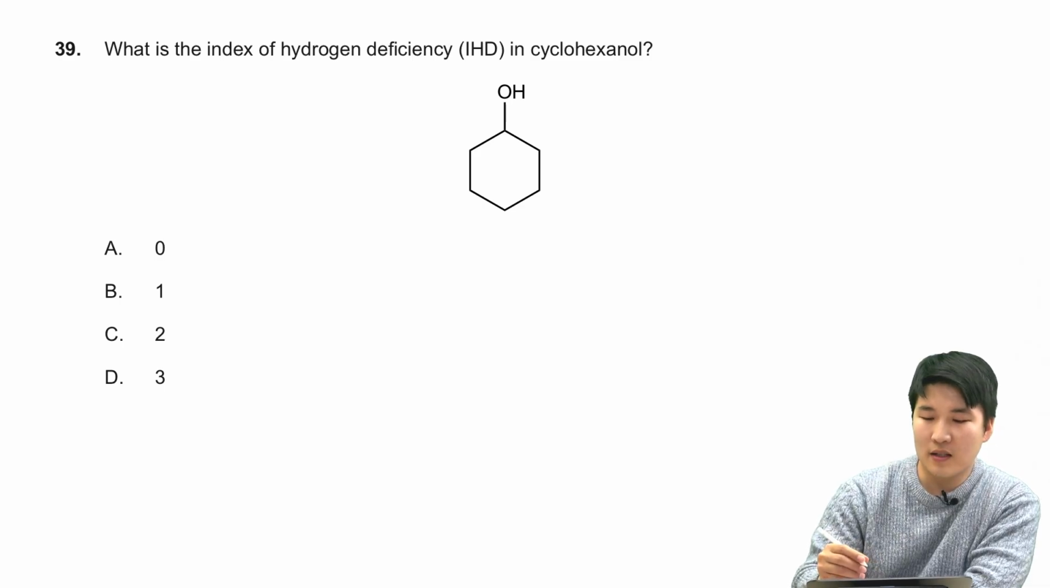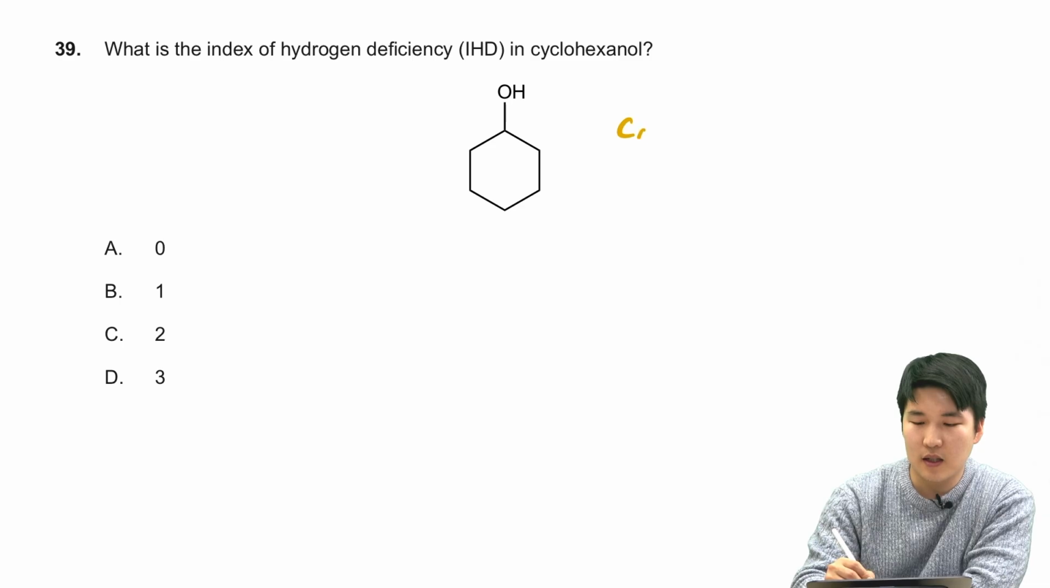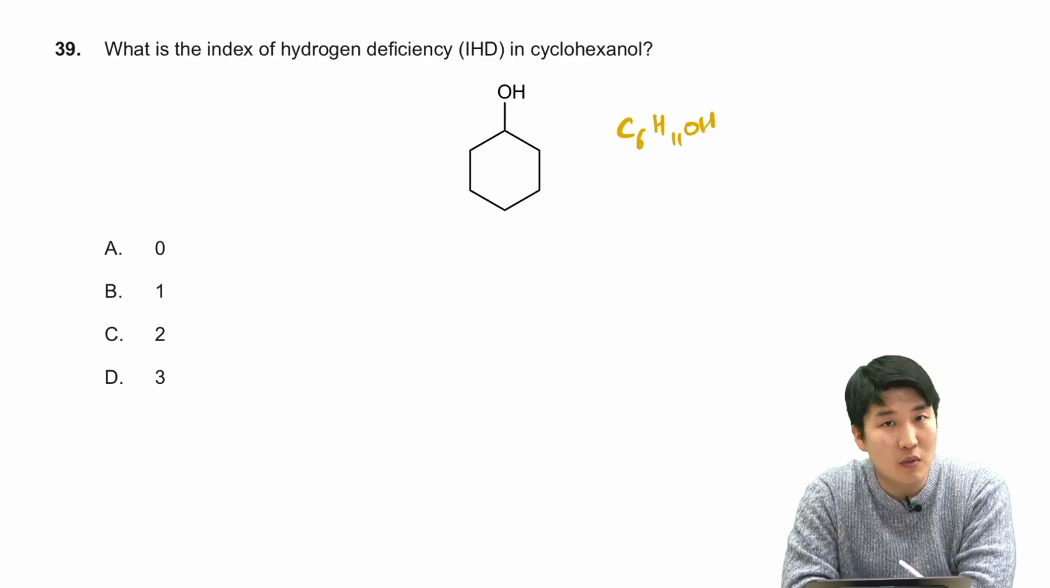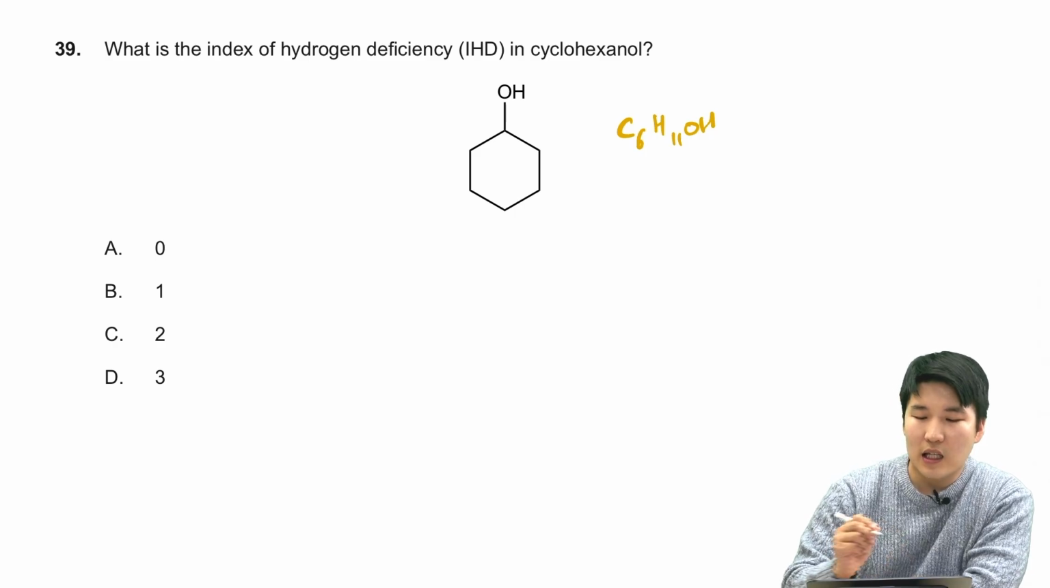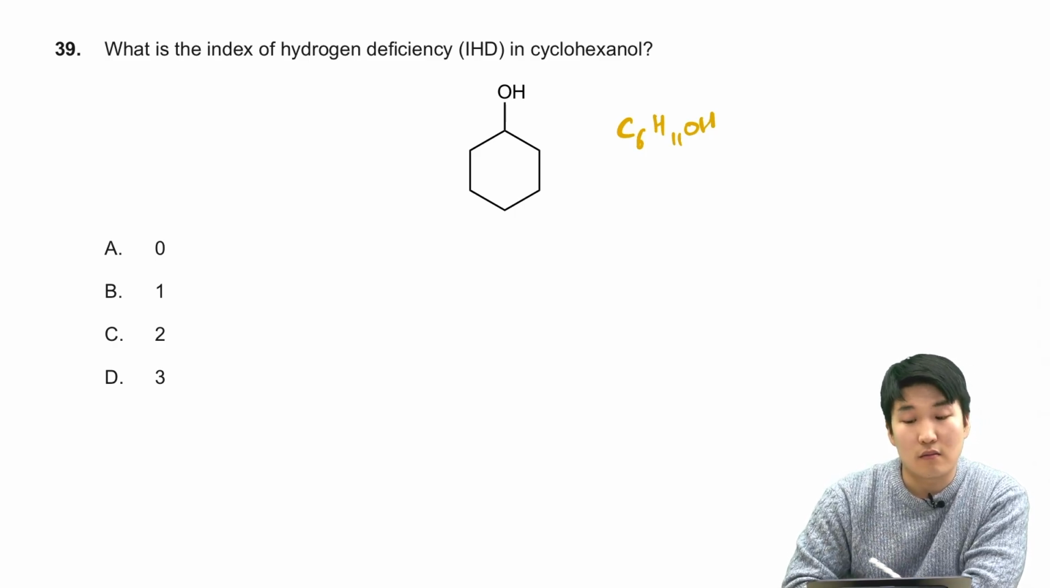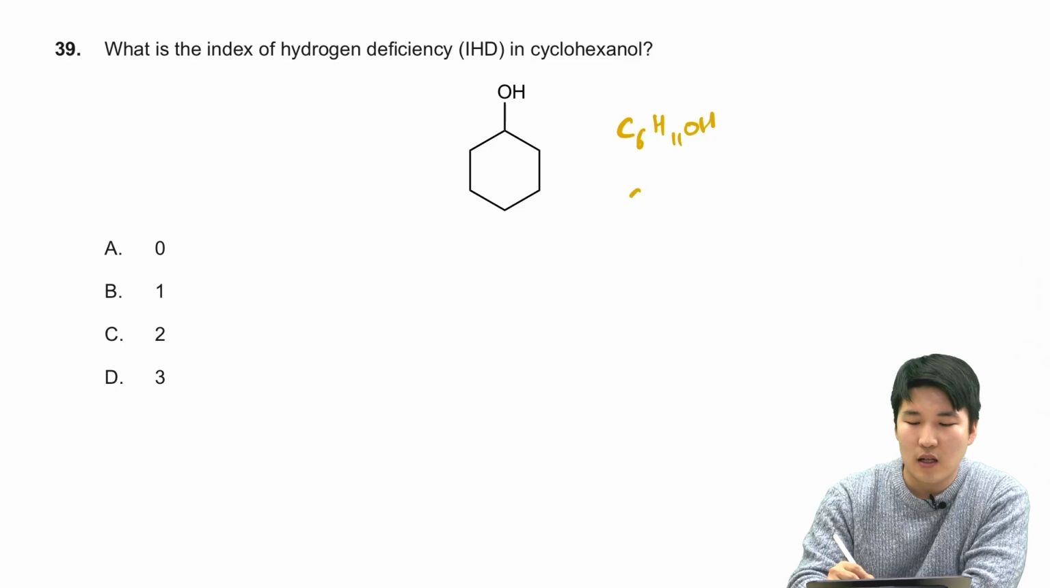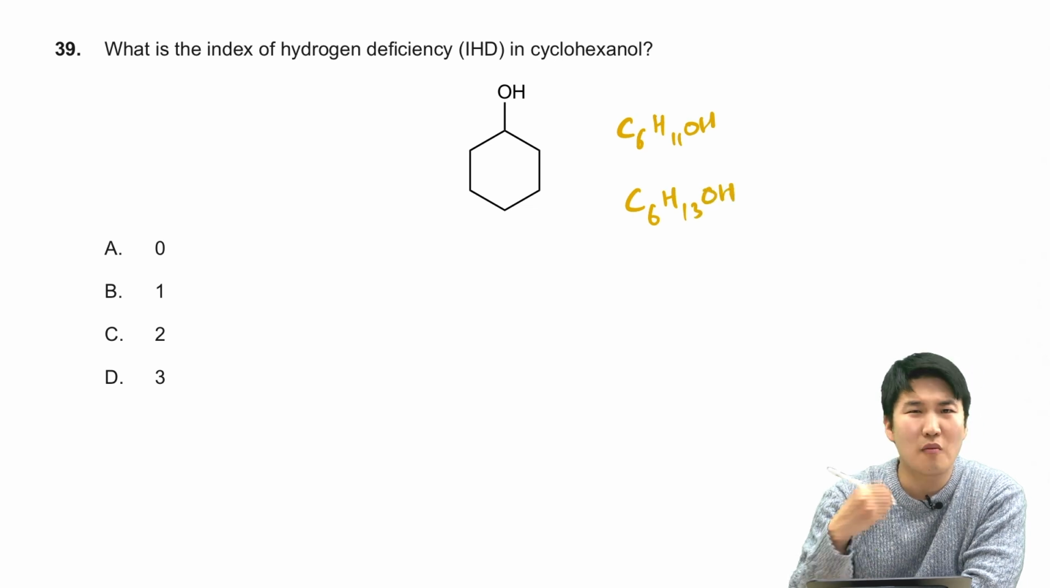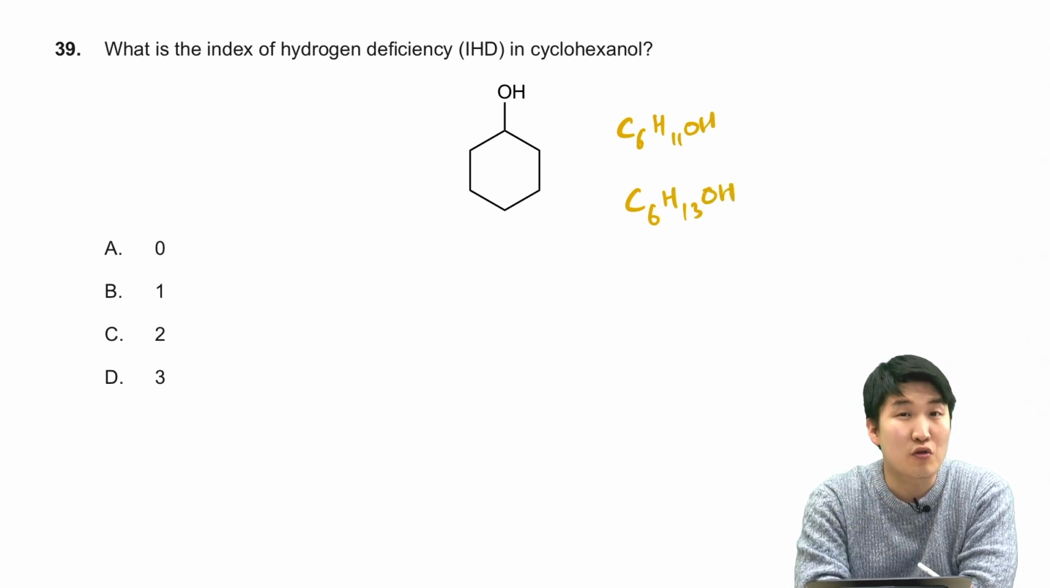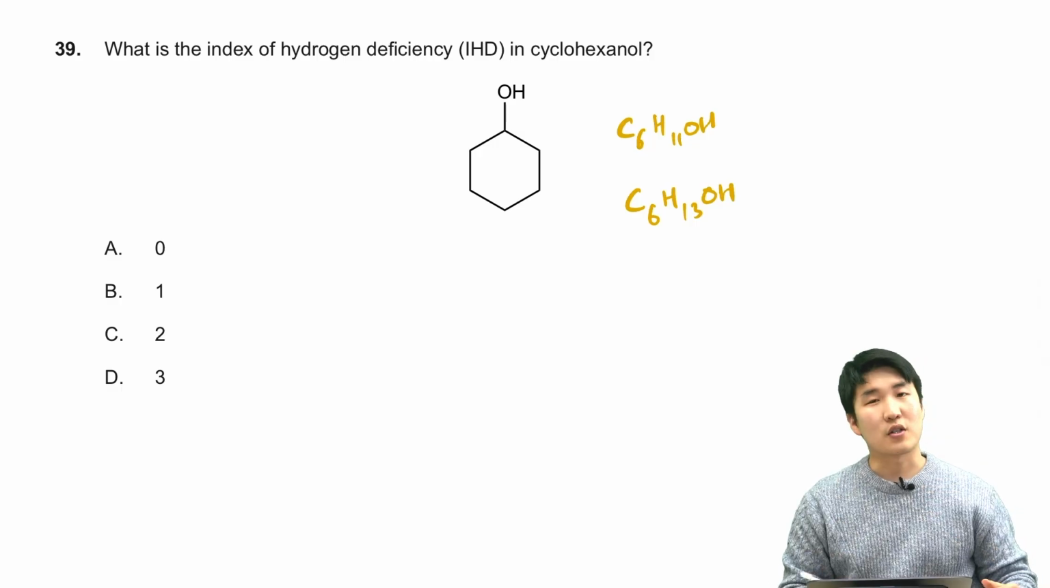So we have cyclohexanol, which means C6H11OH is the molecular formula for cyclohexanol. And if it wasn't cyclic, in other words, hexanol, C6H13OH, how many pairs of hydrogens have we saved up? That's the question.